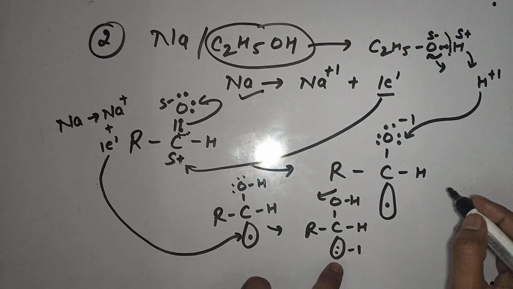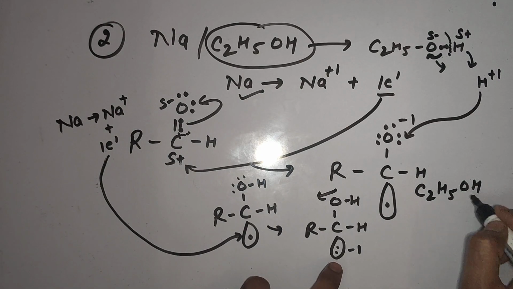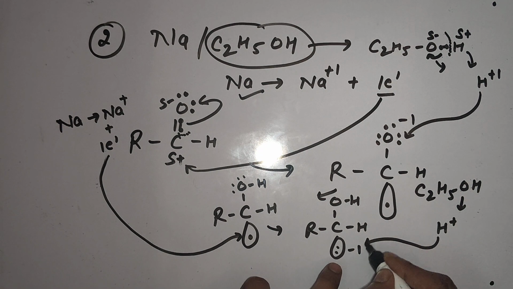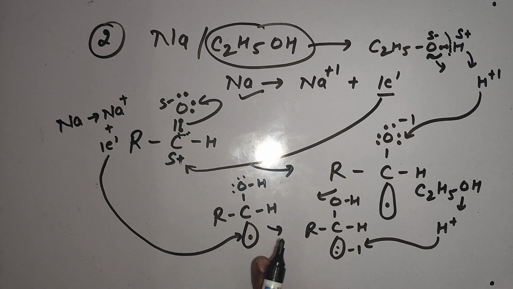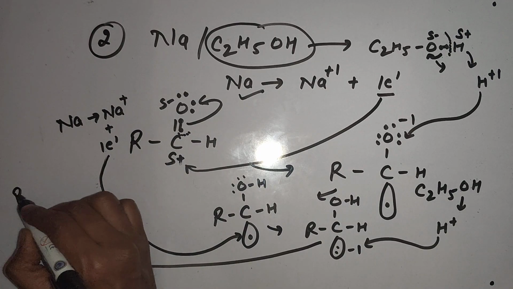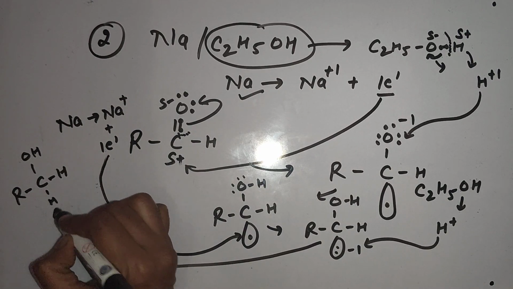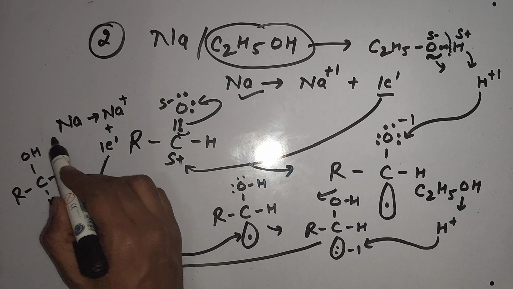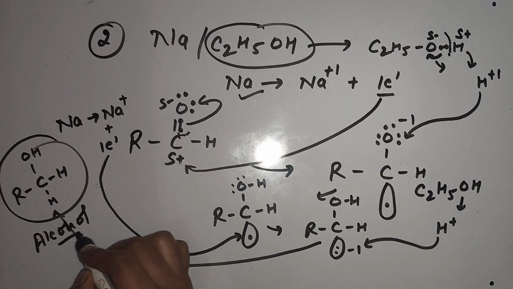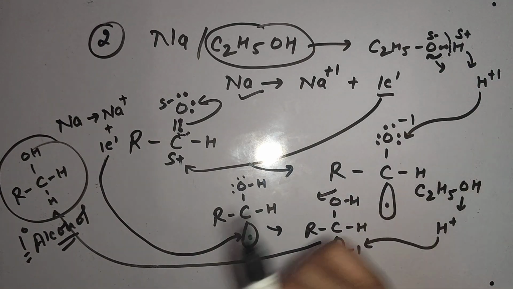Same, another particle of C2H5OH, second molecule, will again give H positive and those H positives will combine with that, and finally, let's write it here, RCH2OH. What is it that this will generate? Alcohol. 1 degree alcohol. Same mechanism you will apply for ketones.